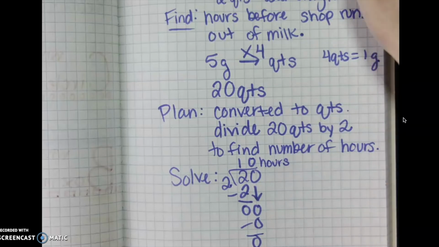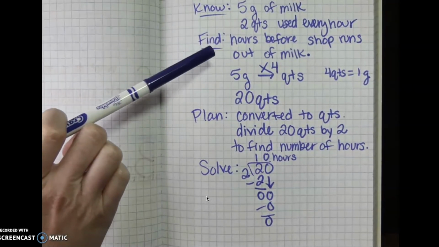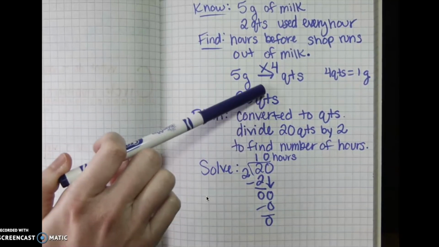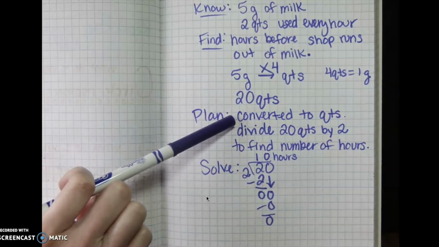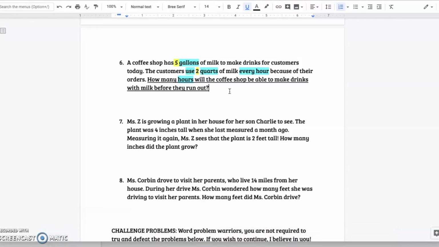So here's all my work that I did for my problem. I used CUBES to say what I know. I used CUBES to say what I have to find. That's underlining the question. I made a plan here. I converted to quarts first, and then I divided how many quarts I had in 5 gallons by 2, because every single hour they used 2 quarts. That gave me how many hours the store could make drinks with milk. So I'm going to go back to my word problem, and I'm going to actually write the answer down here.